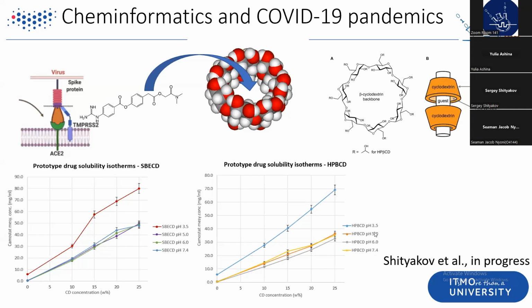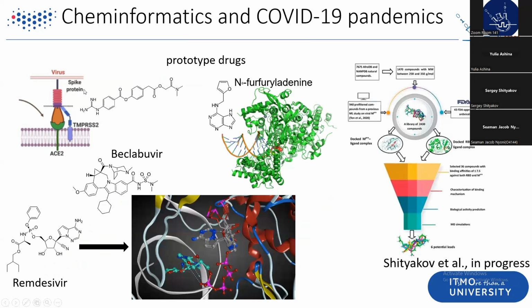And we wanted to understand the binding of the cyclodextrins at different pH levels, using the same ligand as a promising candidate to inhibit the COVID virus receptors, like this one, the spike protein.